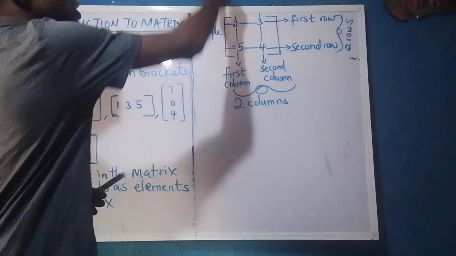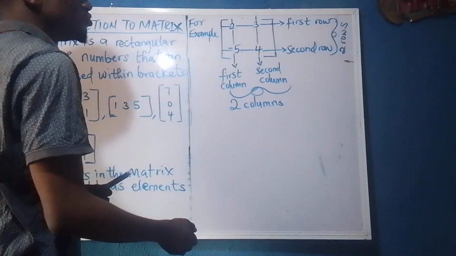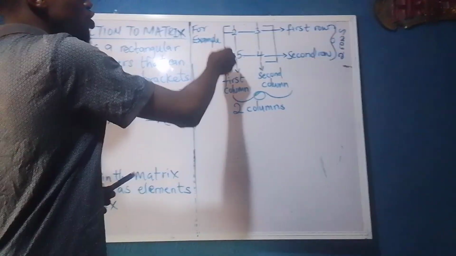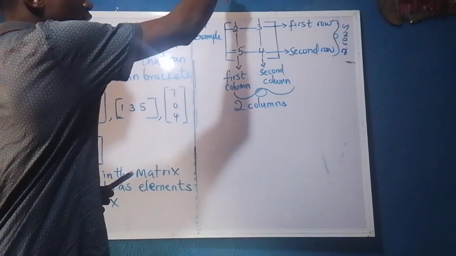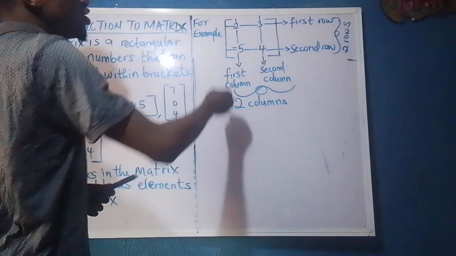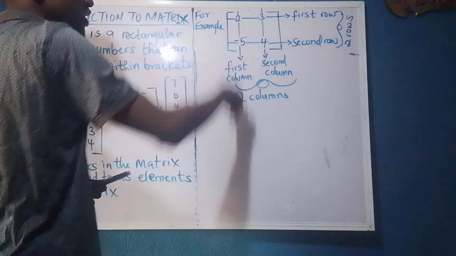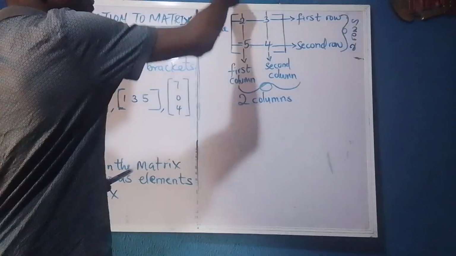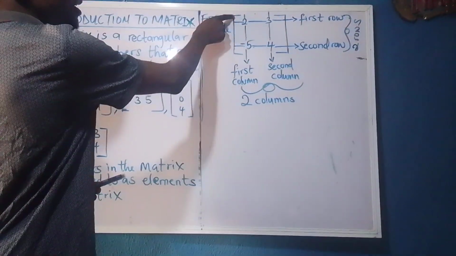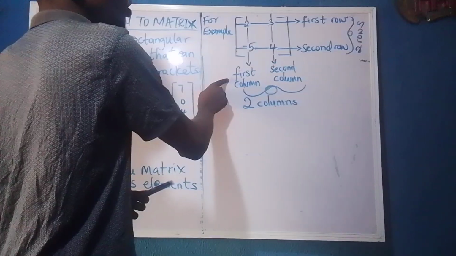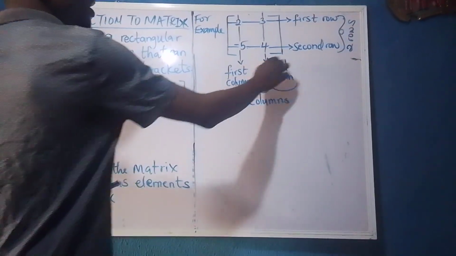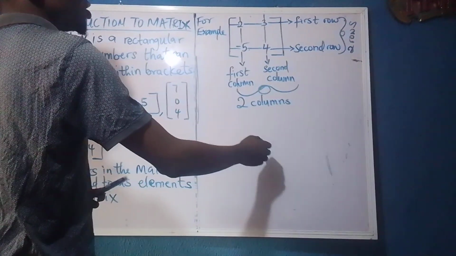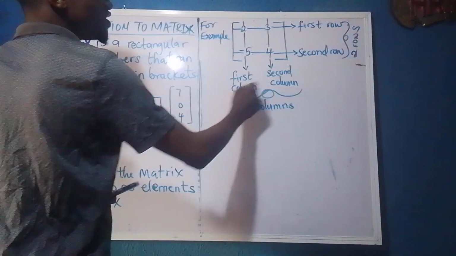Now a column is a vertical line or alignment of numbers. So we have 2 and minus 5 aligned in this manner, and like this. So these are columns. The first column usually exists from this side here. This is where the first column of the matrix is usually found, and here we have the second column of the matrix. So we have just two columns, first and second.